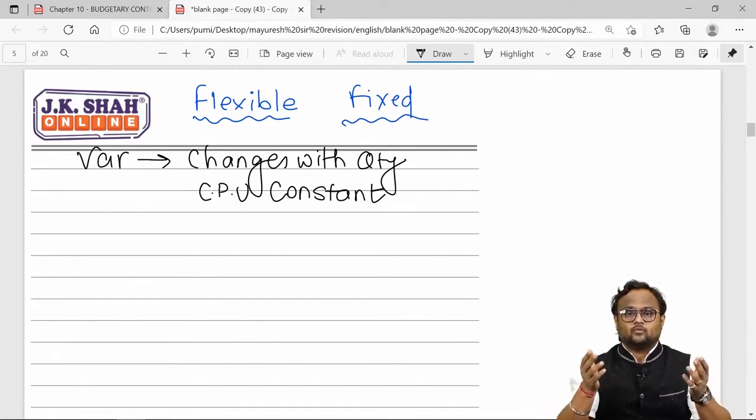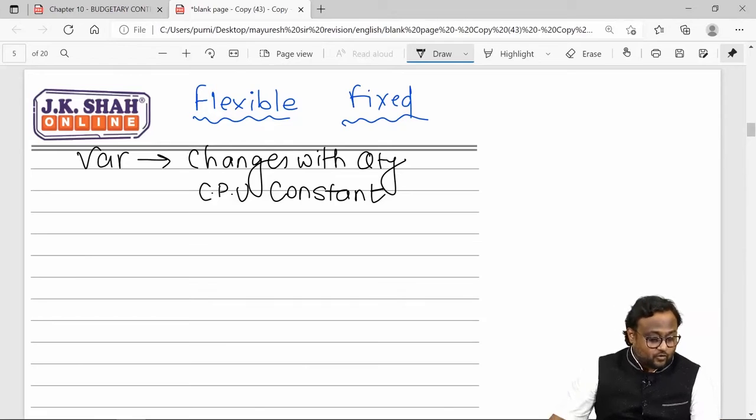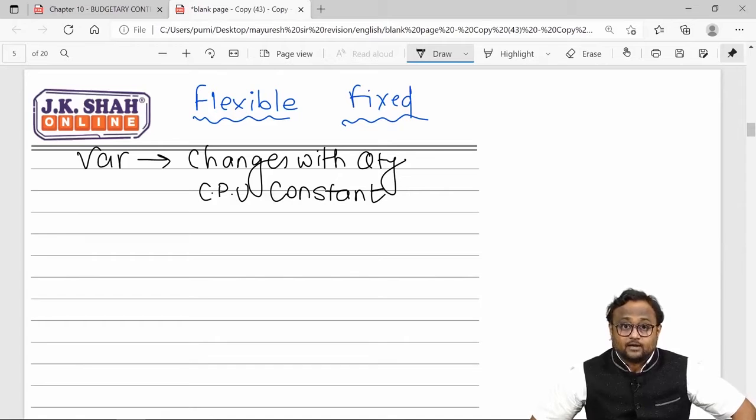So guys, when CPU is going to be the same, you should focus only on CPU. For variable cost, you always remember one thing: you better focus on CPU, nothing else. You focus only on CPU, nothing else. Are you understanding what I'm saying? Okay.